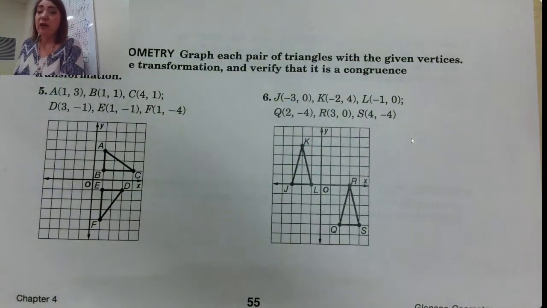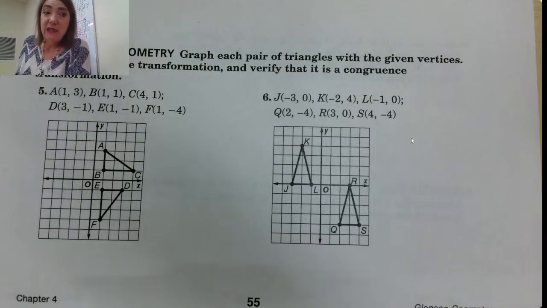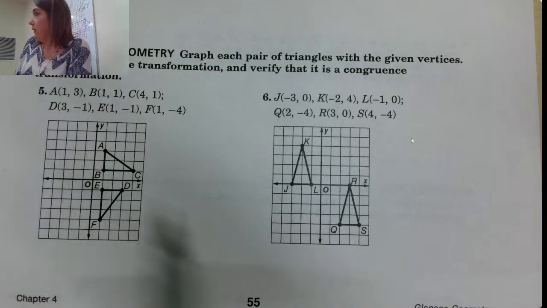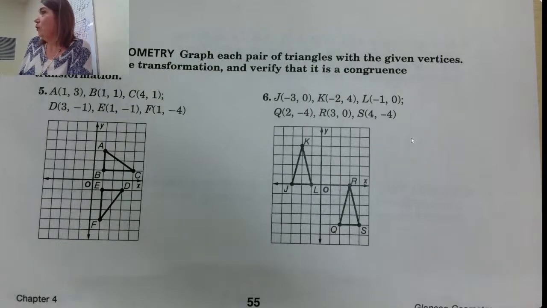Okay, let's look at these two down here at the bottom. It says graph each pair of triangles with the given vertices, then identify the transformation and verify that it's a congruence transformation. Okay, they graphed that. I hate when they do this. They say to do something, but then they go ahead and do it. And then we're all left to be like, what am I supposed to do? Well, they already graphed it. So you don't have to graph it, right?